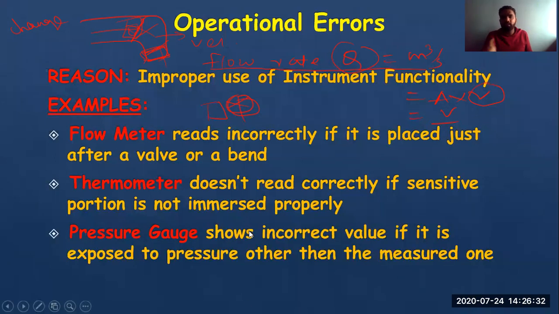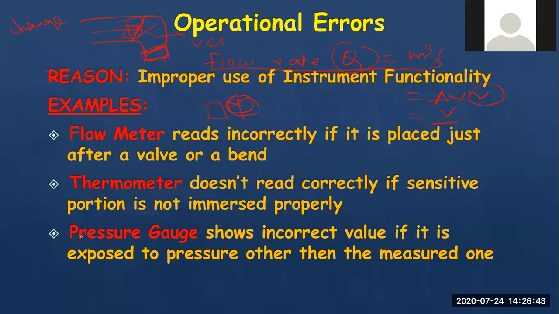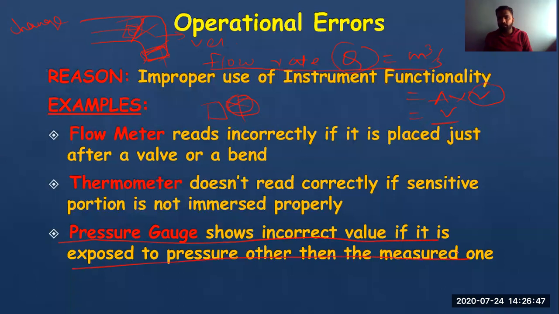The third is the pressure gauge. We know the pressure gauge is used to measure pressure. We want to measure the pressure value. But if there is some external pressure which is hampering your system pressure, the pressure gauge won't be able to read the correct pressure value, because it will show an incorrect value if it is exposed to pressure other than the atmospheric. It happens in mechanical instruments.